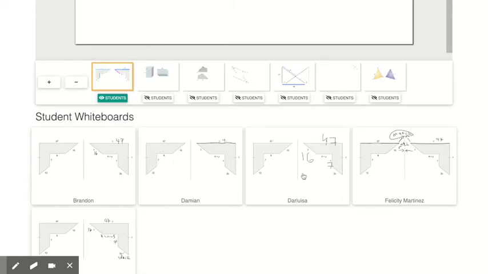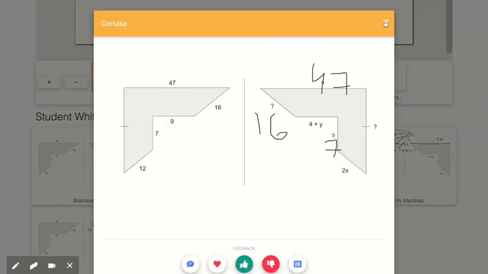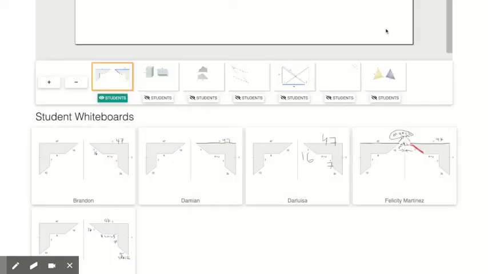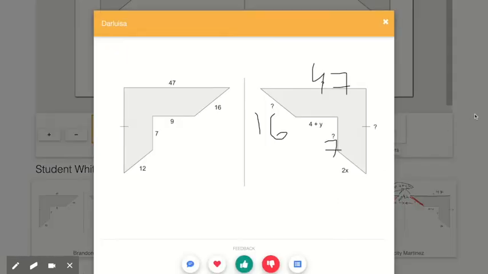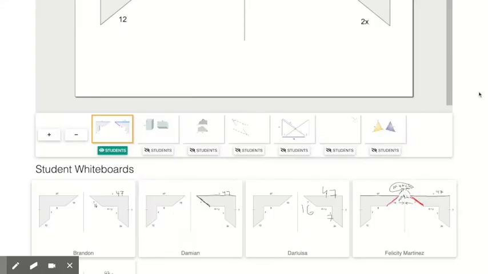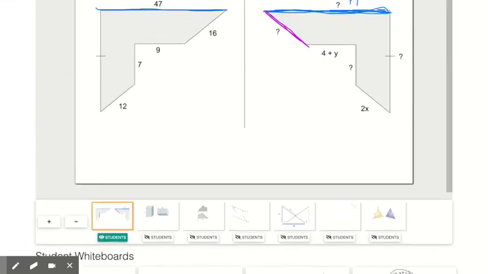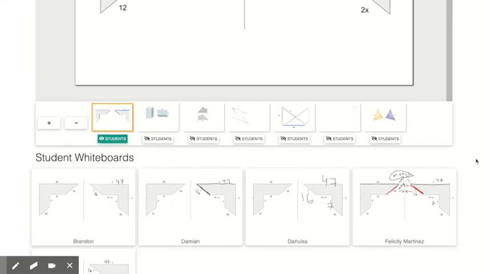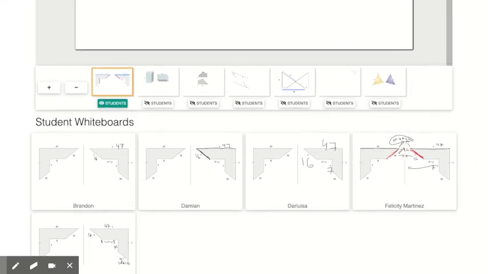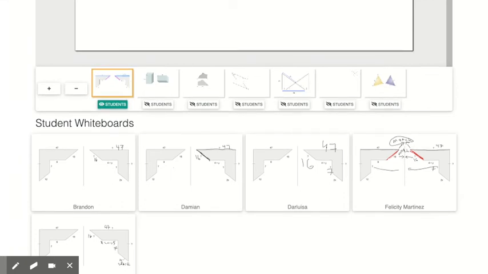Darluisa, let me know if you can't unmute yourself for some reason, but can you tell us what you got for that side, that pink side? If you can see my board. I got 16. You got 16, and okay, so how did you get 16? Because the other side has like the same. Okay, because the other side has the same. Thank you, Darluisa. Felicity, can you add to what Darluisa said and how she got 16?